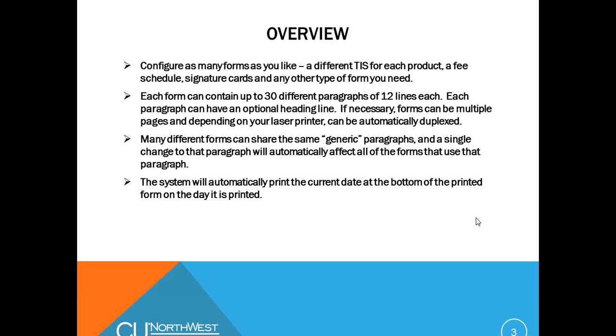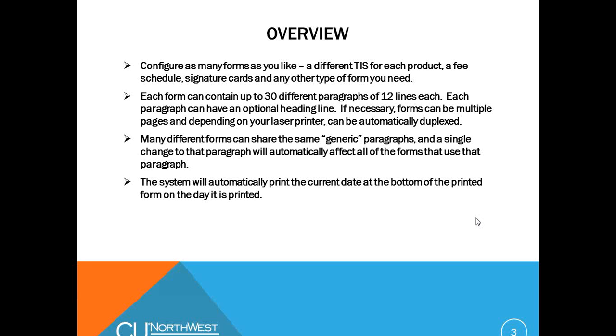Okay. Our overview for this class today, we're going to talk about configuring as many forms as you like, a different TIS for each product, a fee schedule, signature cards, and any other type of form you need. Each form can contain up to 30 different paragraphs of 12 lines each. Each paragraph can have an optional heading line. If necessary, forms can be multiple pages and, depending on your laser printer, can be automatically duplexed.